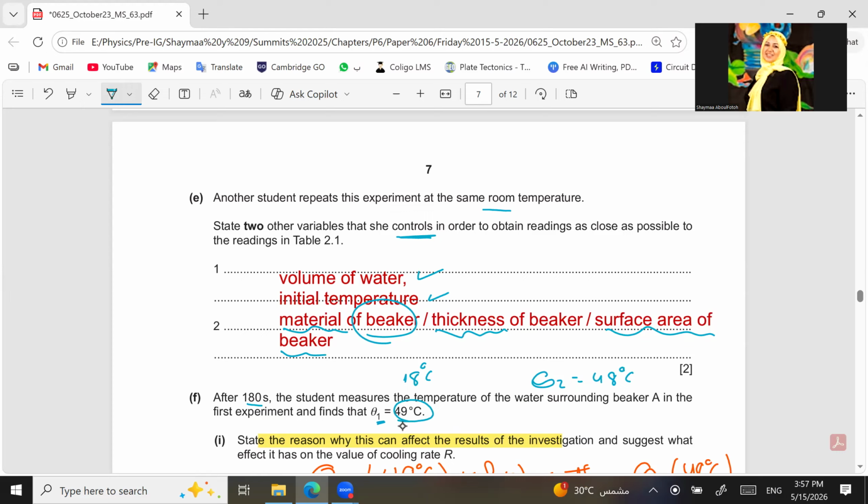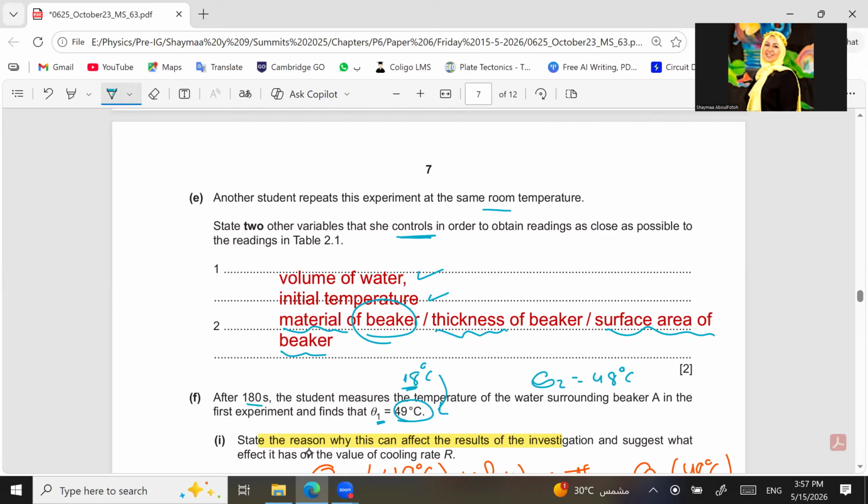So now, after repeating the experiment, the temperature completely changes. Instead of 18, it will be 49. State the reason why this can affect the result of the investigation and suggest what effect it has on the value of cooling rate.